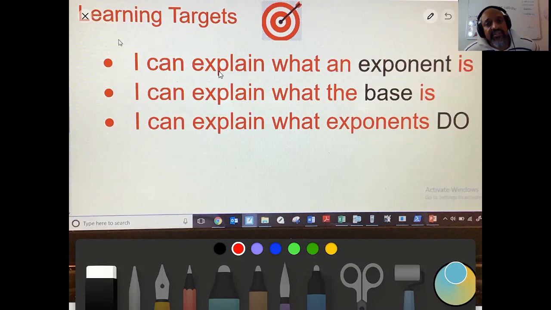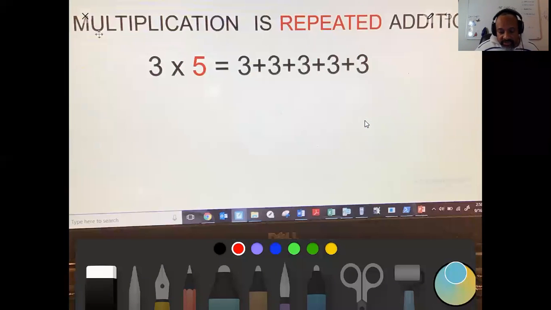All right, first thing, the learning targets are: I can explain what an exponent is, I can explain what the base is, and I can also explain what exponents do. All right, so that's what you should be able to do at the end of this.